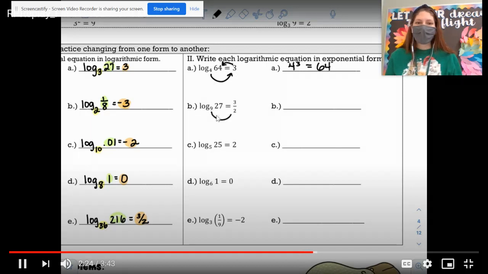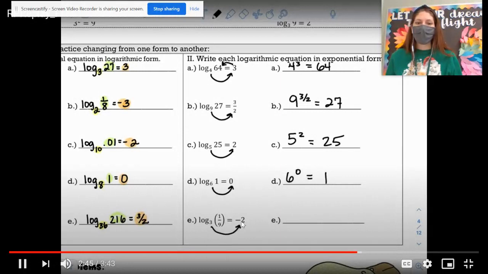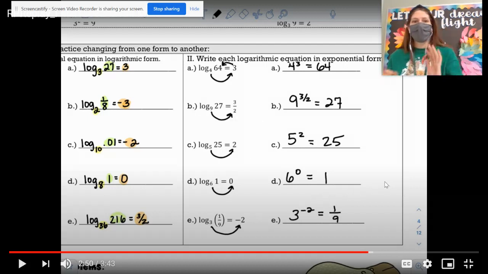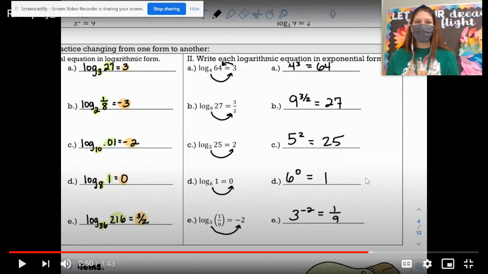Next up, 9 to the 3/2 power equals 27. 5 to the second power equals 25. On part D, 6 to the 0 power equals 1. And E, 3 to the -2nd power equals 1/9. What's nice about this is it reviews a lot of aspects of Algebra 2. For example, in part B, rational exponents come up, and then also negative exponents. Because logarithms are exponents, it reviews all those exponent properties, which is fantastic.